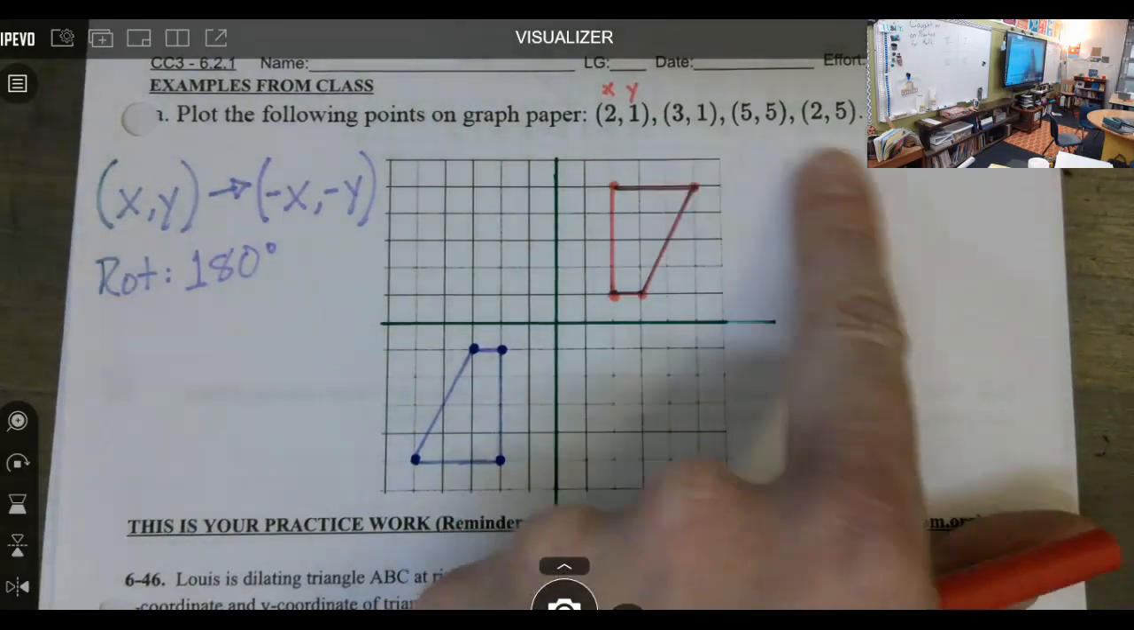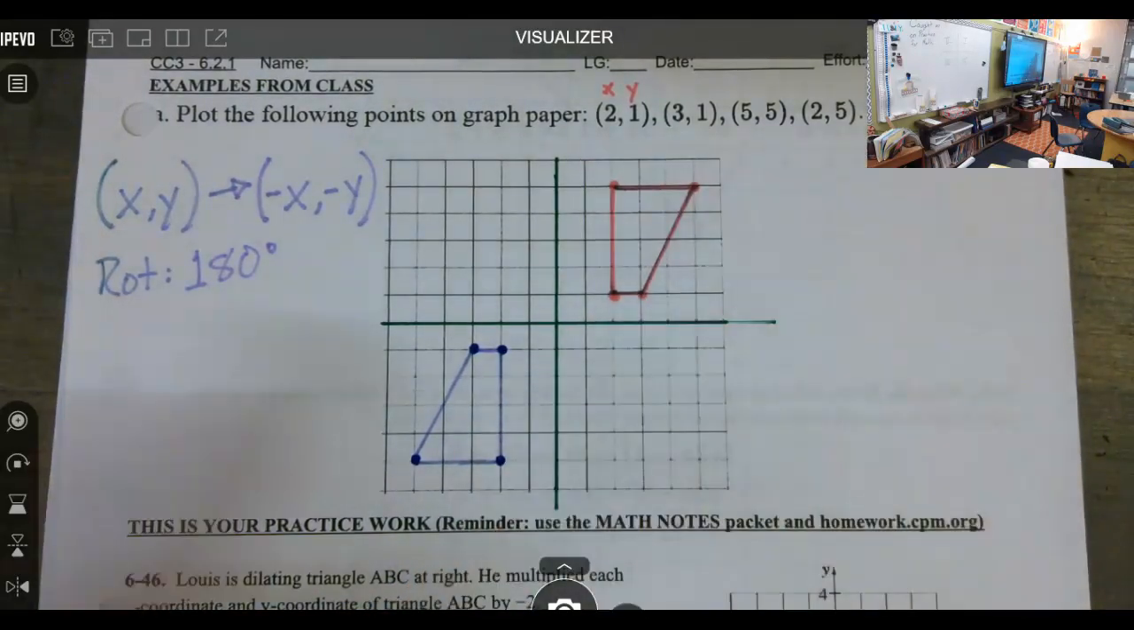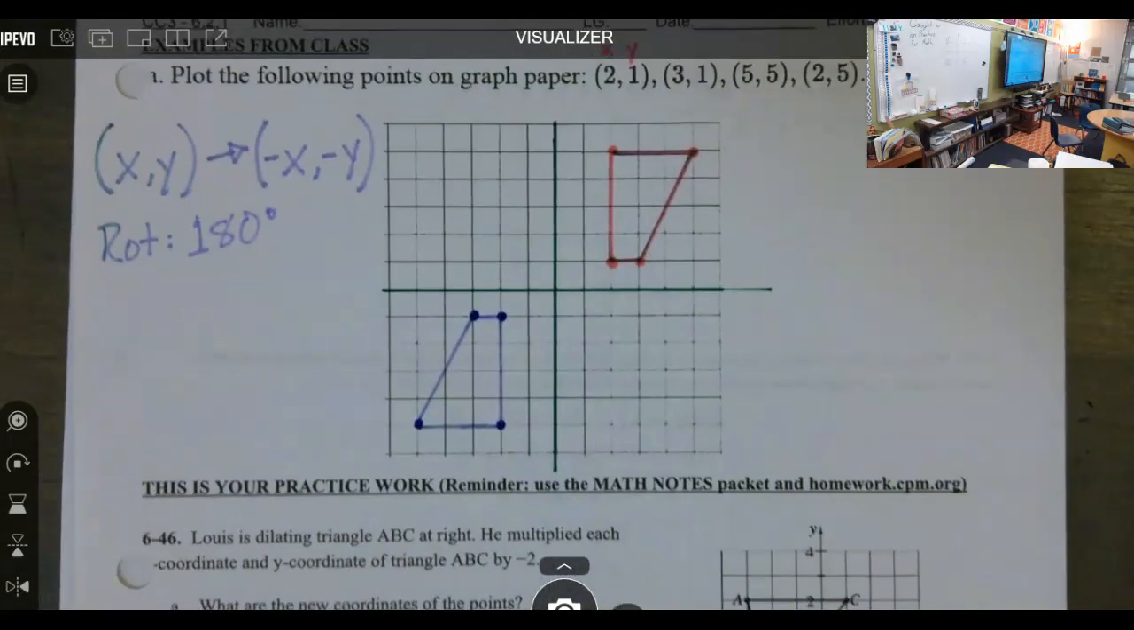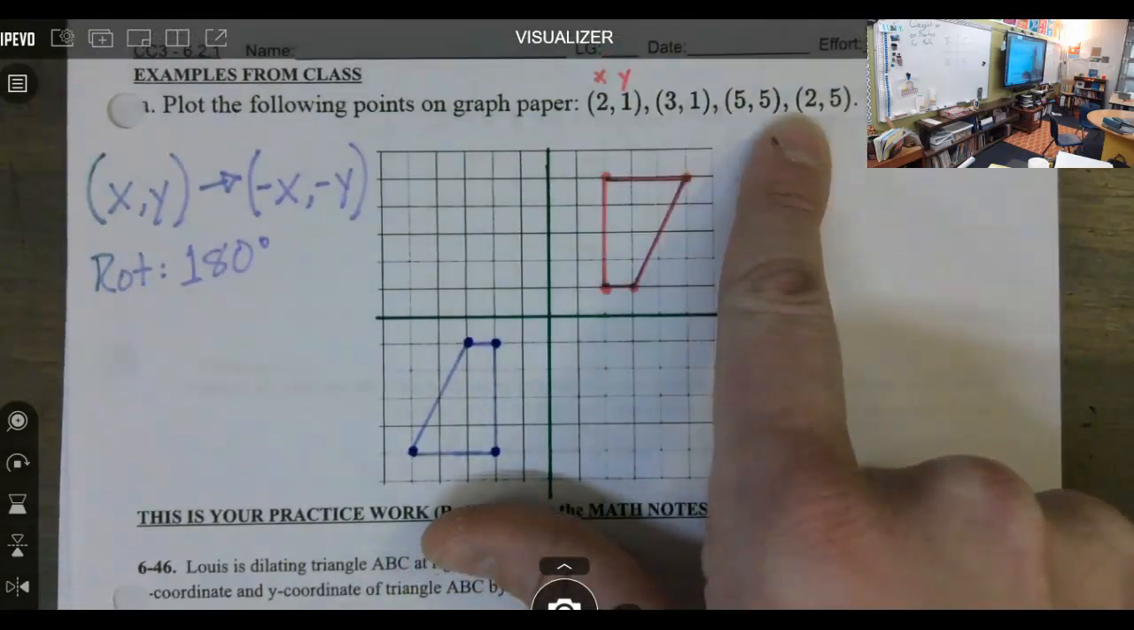Ooh, we're restarting. Sorry, good question. Good question. Thank you for keeping me honest. We're starting over with these points.